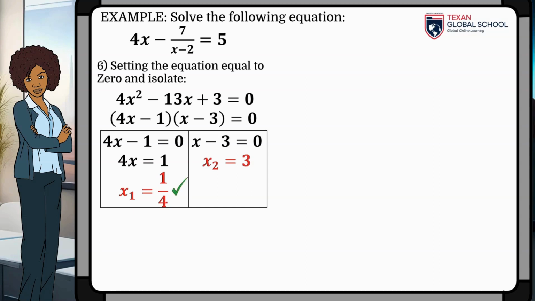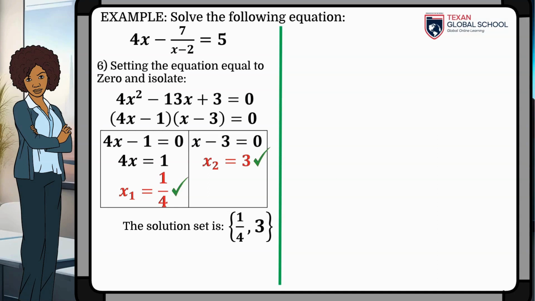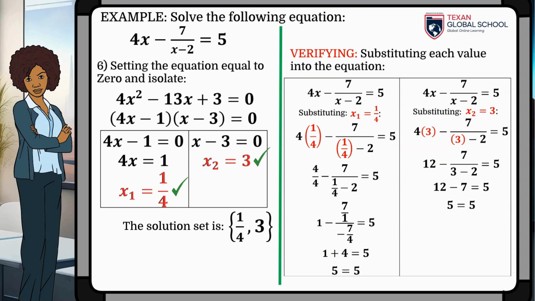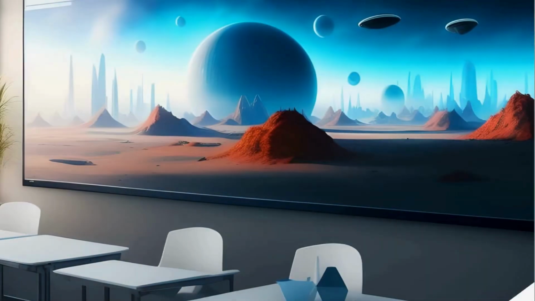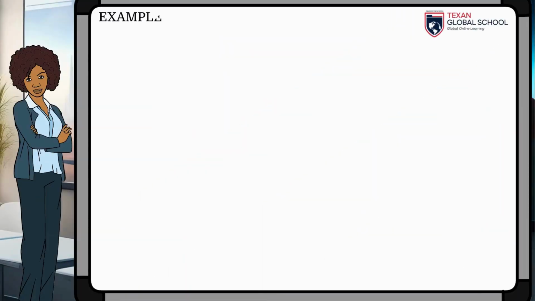Set each factor equal to 0 and isolate the variable, resulting in two solutions: x equals 1/4 and x equals 3. We can verify these results by substituting them, separately, into the original equation. By performing the operations, we can see that both cases are correct because the equality is satisfied. This same example can be solved by another process.